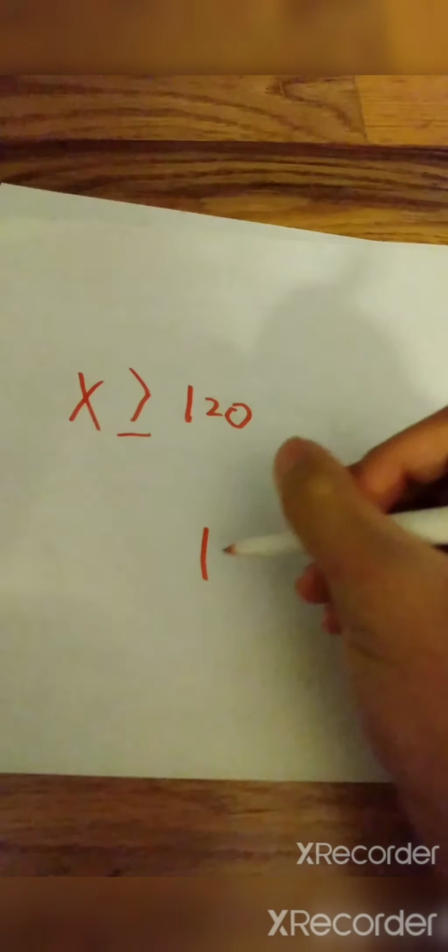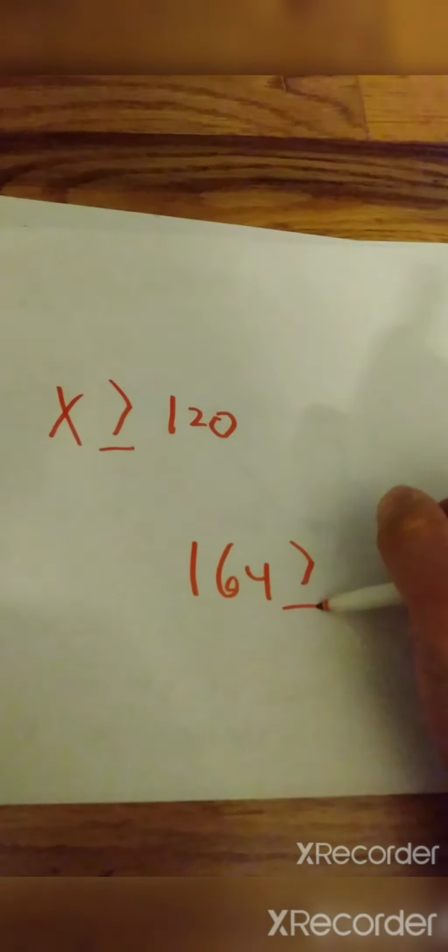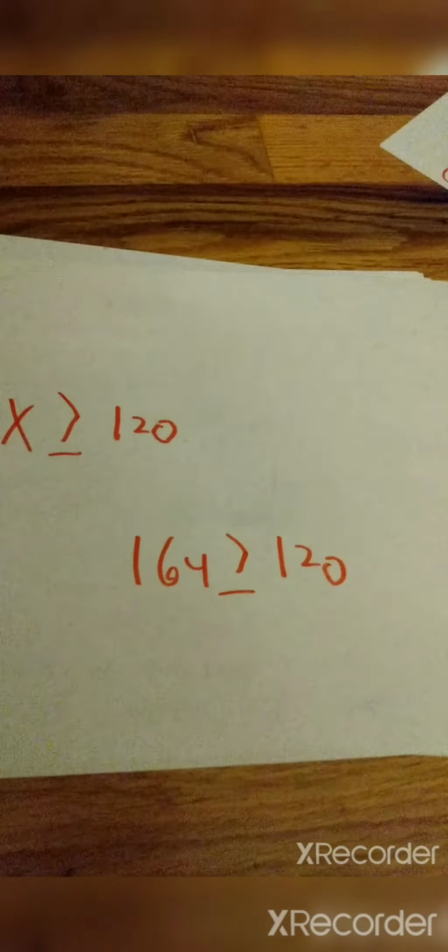Let's go! So 164 points is definitely greater than or equal to 120. They rocked it. It exceeds the count. So mission successful.